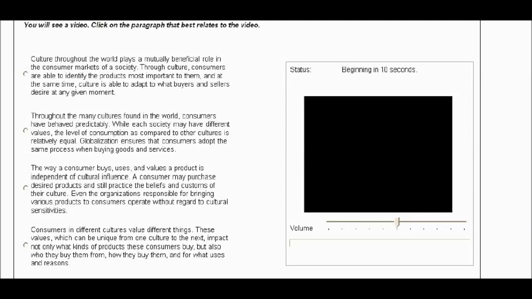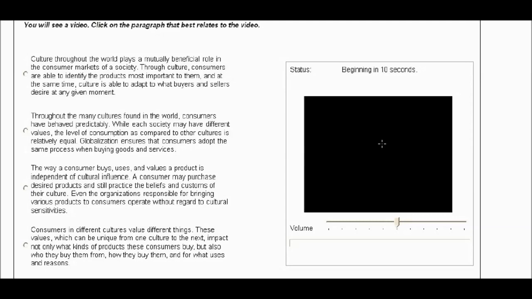So you have an idea now. Okay, let us read this. Culture throughout the world plays a mutually beneficial role in consumer markets of a society. Mutually beneficial role is not there in the listening audio. So mutually beneficial role is wrong actually, and it is not the right answer.